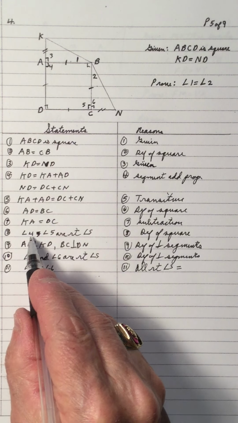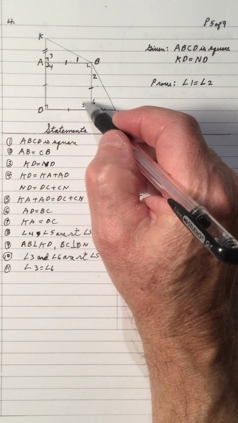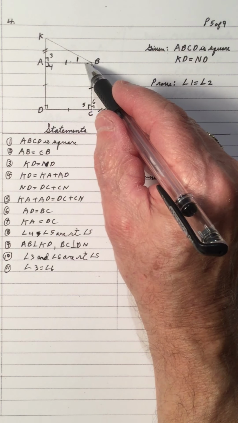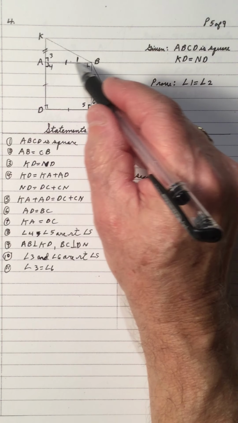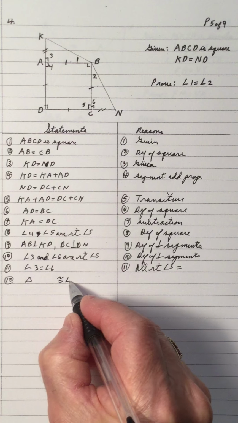So yes, 4 is equal to 5. But if I say 4 and 5 are right angles, that makes that perpendicular here. So this makes 3 and 6 right angles because these are perpendicular. 3 is equal to 6 because they're right angles. Now I have the triangles congruent.